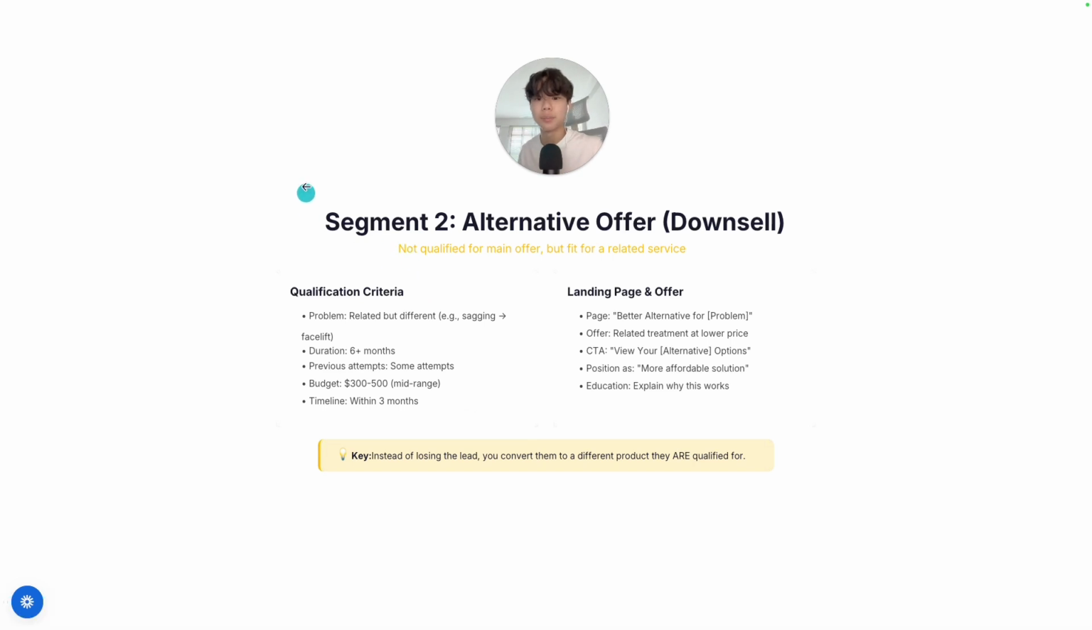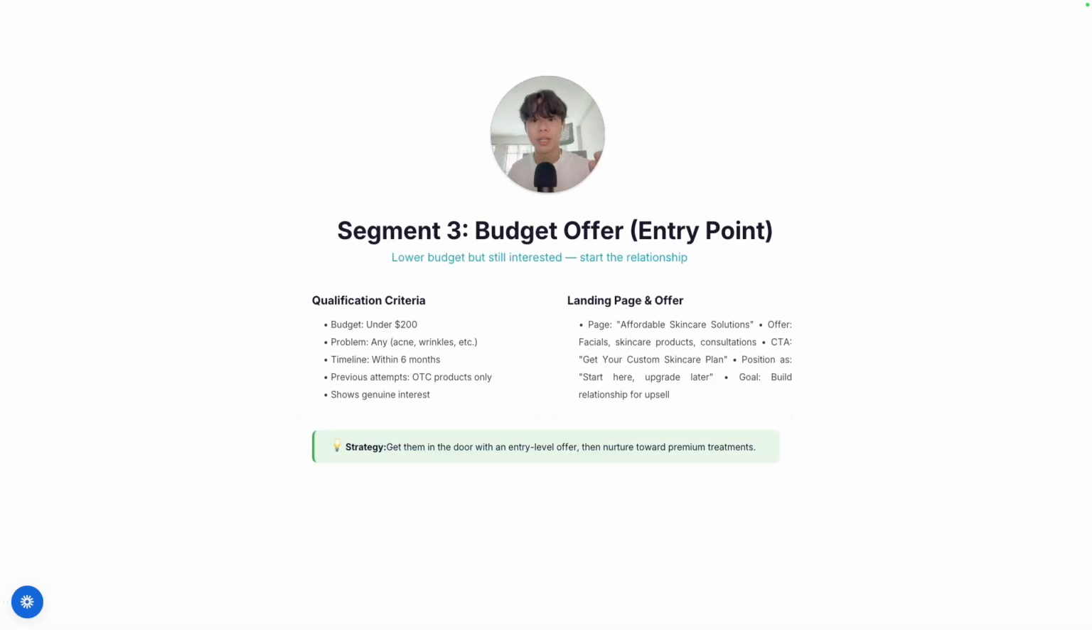Let's get on to segment 3. Alright, so let's come down to segment 3. This is a budget offer at entry point. Now this offer is basically for people with a lower budget, but they're still interested and you want to start a relationship with them. This is a relationship starter.